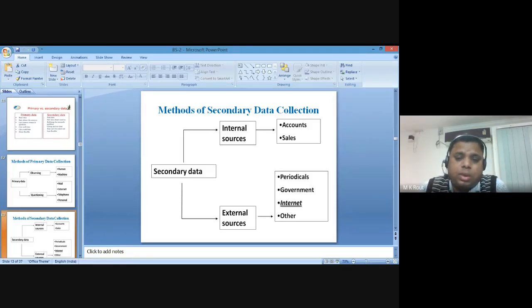They will provide various types of data in the form of videos. The next part is government sources. The government has tie-ups with the Indian Statistical Institute, and they will provide different rules, regulations and manuals. According to those manuals, you can directly access or collect this secondary source of data. The next part is the internet and other sources.